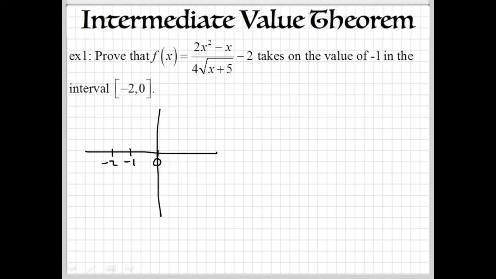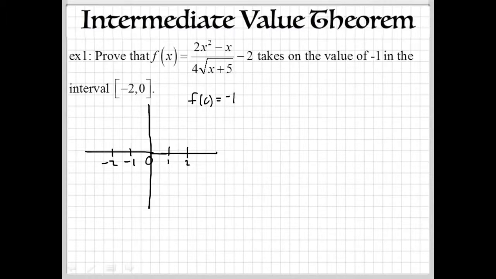Dang it. Hold on, let me fix this. Okay, sorry about that. And then let's see, this is 0 right there, and this would be 1, this would be right there, that would be 2. So what this is saying, between -2 and 0, is there a value that we can plug in for x? We'll call it c. Is there a value c that will give us f of c equals -1?